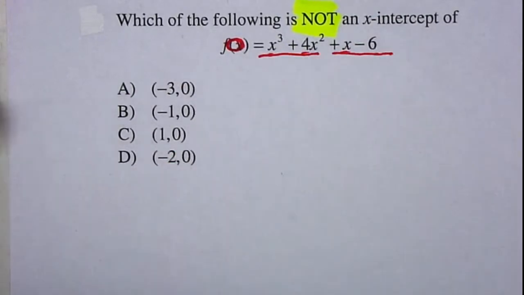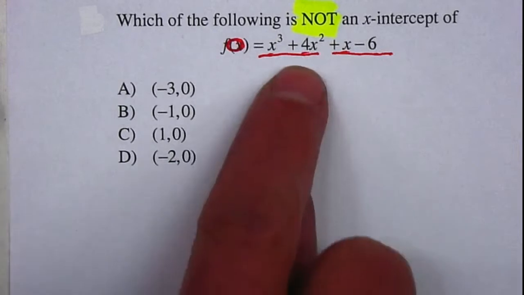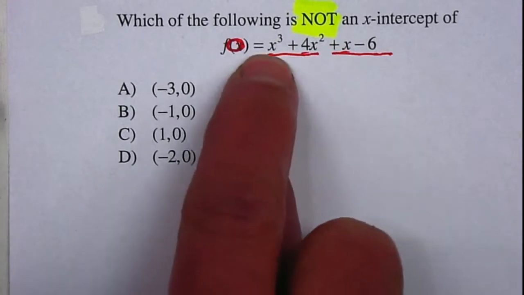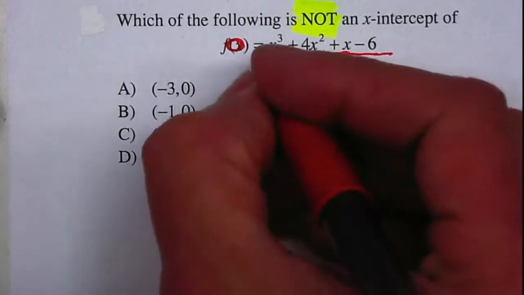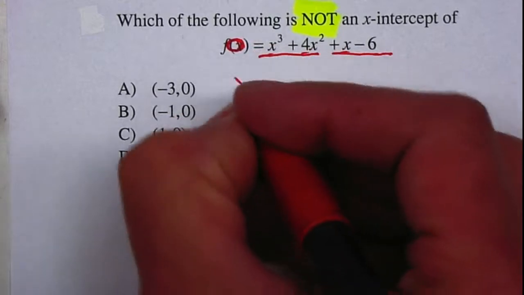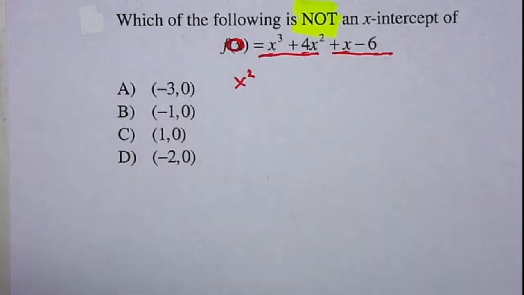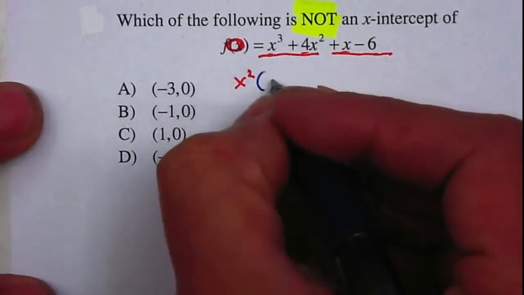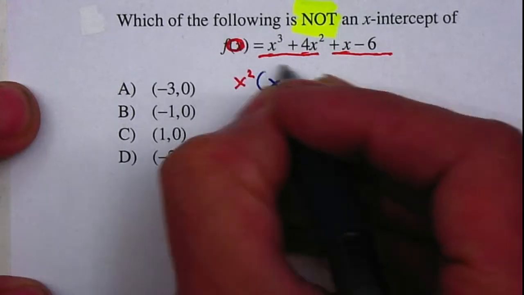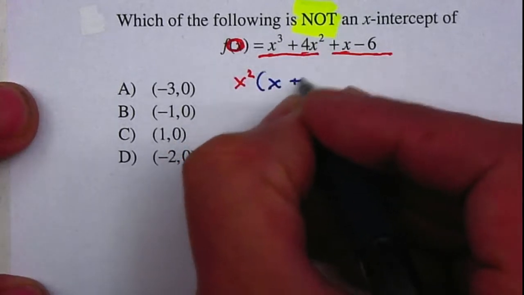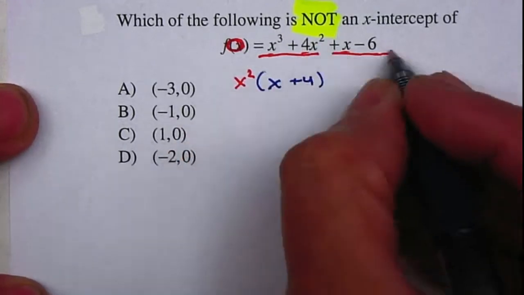Group the first 2, group the second 2. So what can I factor out of the first 2? They both have an x, so I can factor an x. This one has x cubed and x squared, so I can factor an x squared. Then what's left behind? x squared multiplied by x, and x squared multiplied by what gives me 4x squared will be positive 4.